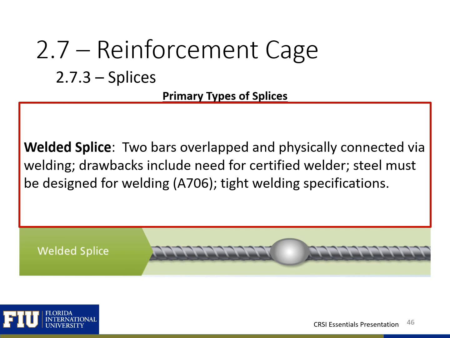The last primary type of splice is a welded splice. A welded splice consists of two overlapped bars that are physically connected using welding. Some drawbacks include the need for a certified welder on site, which can be difficult to get in the field. Also, the steel needs to be designed for welding, which means it needs to be ASTM A706 steel, which isn't typically used in our reinforced concrete structures. So generally, we try to avoid welded splices.